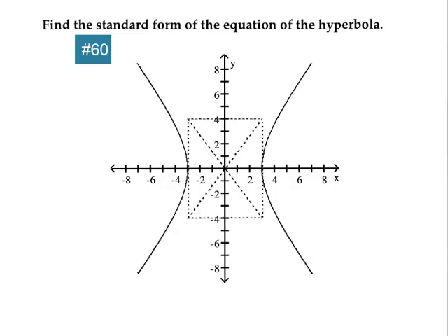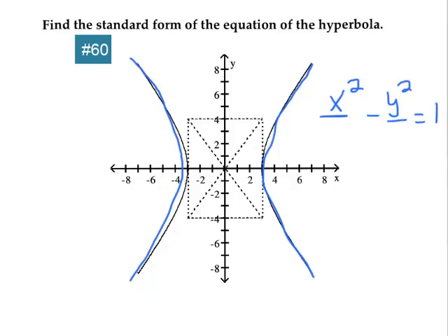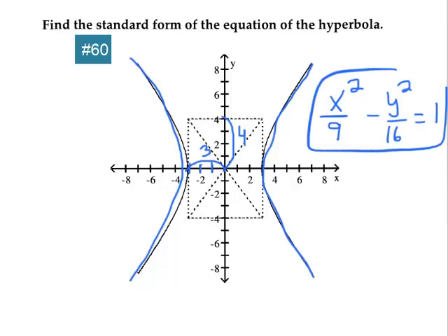62, we want to write the standard form of the equation of the hyperbola. First thing we want to do is look at our graph itself. The curved part of our graph is on the left and the right side of our box, which means that we have x squared first, y squared second. Then we need to figure out what to put on the bottom of each of these. We're going left and right 3, so we need 3 squared on the bottom of x, which is 9. We're going up and down 4, so 4 squared gives us 16 on the bottom of the y squared.